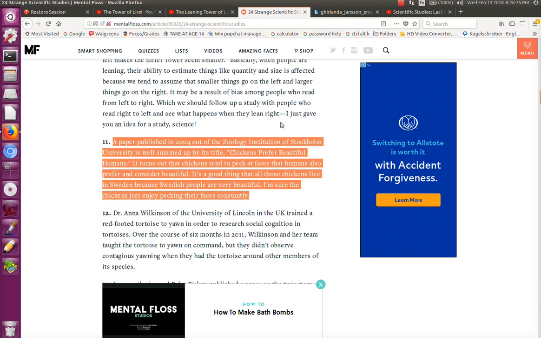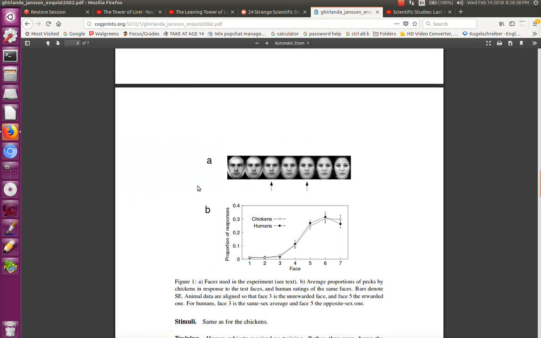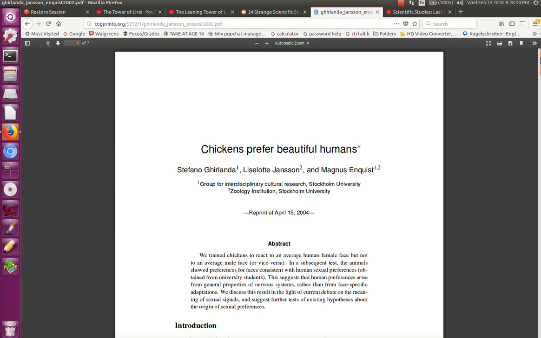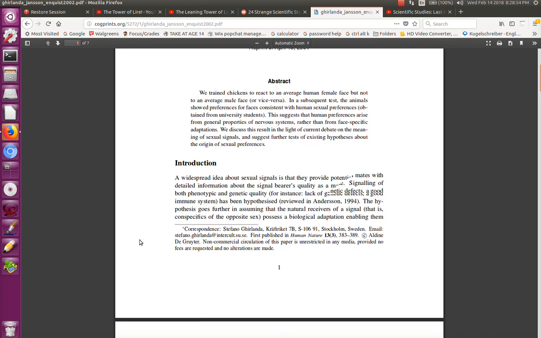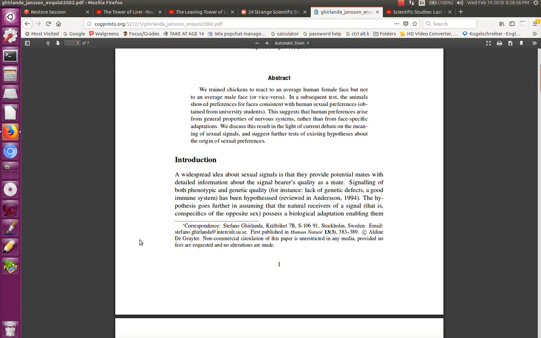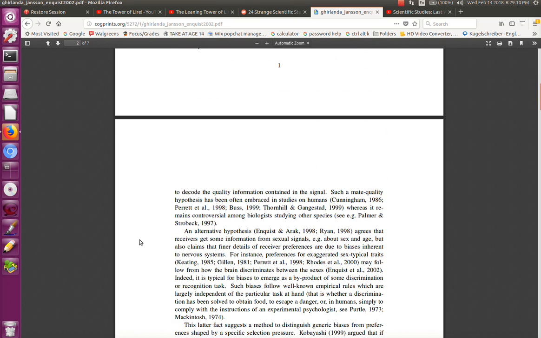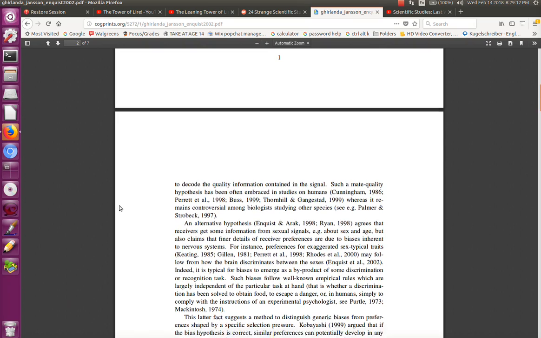So I dug a little deeper and found basically the report that they did about this, labeled Chickens Prefer Beautiful Humans. I found a few things that were kind of weird, that said this isn't super reliable, and that a lot of information could be misconstrued or there just wasn't enough information to go on.